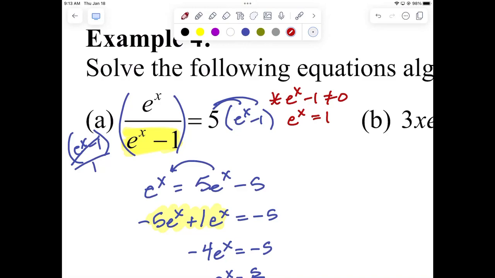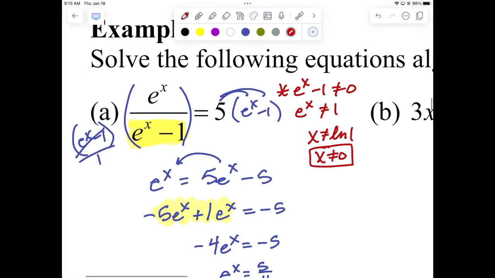Bring the 1 across and you get e to the x cannot equal 1. I can take the natural log of both sides now, can't I? The natural log of e to the x is x, which cannot equal the natural log of 1. What is the natural log of 1? 0. So x cannot equal 0. If you get 0 as a solution, you have to toss it out because it makes the denominator 0.